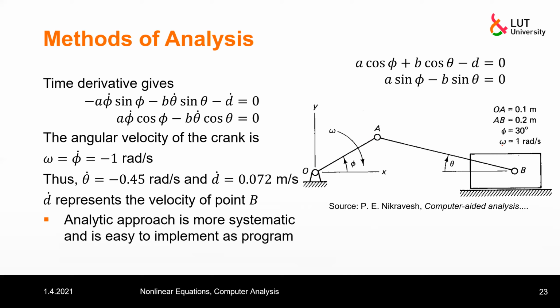And then in a similar manner, knowing, for example, omega, and by the way, because omega is in a different direction than phi, we know that phi prime is equal to minus 1 radian per second. But having this phi prime, we can calculate theta prime and d prime. And because d is this length, d represents the velocity of point B, because it's assumed here that B only moves horizontally.